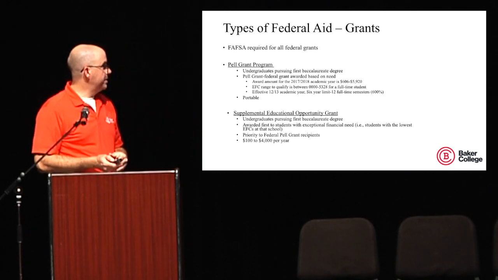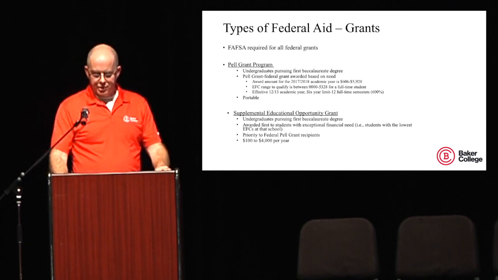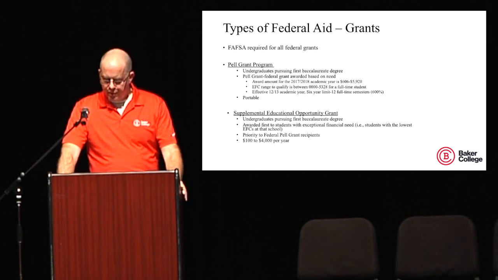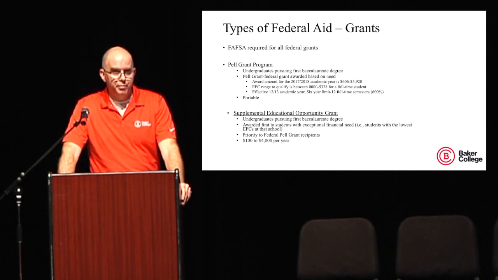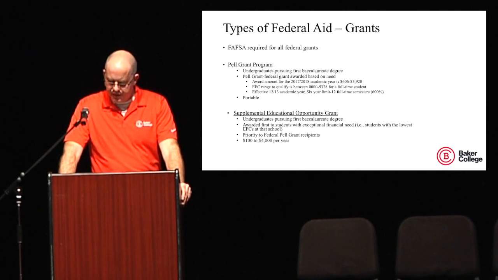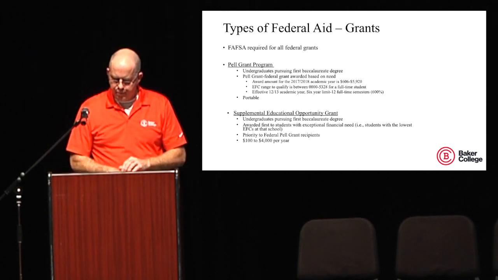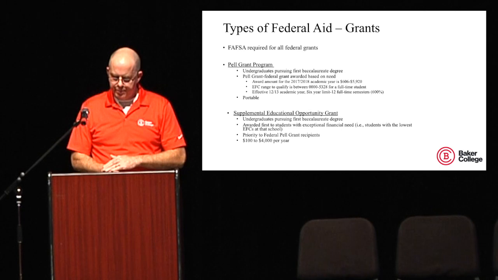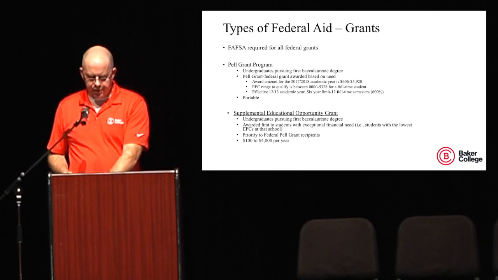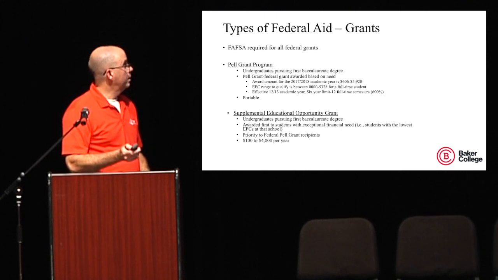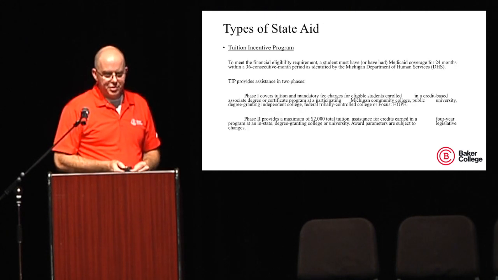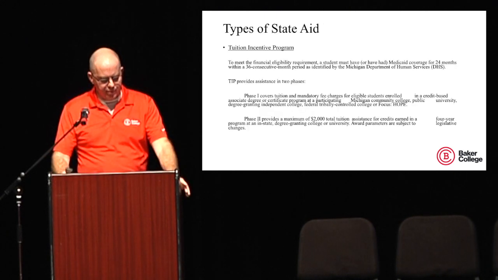Another type of federal aid that's available is the Supplemental Educational Opportunity Grant. This is for undergraduates pursuing their first baccalaureate degree. This is awarded first to students with exceptional financial need, which would be students with the lowest EFCs at that institution. Priority is given to federal Pell Grant recipients, and the dollar amount for the year is between $100 and $4,000.